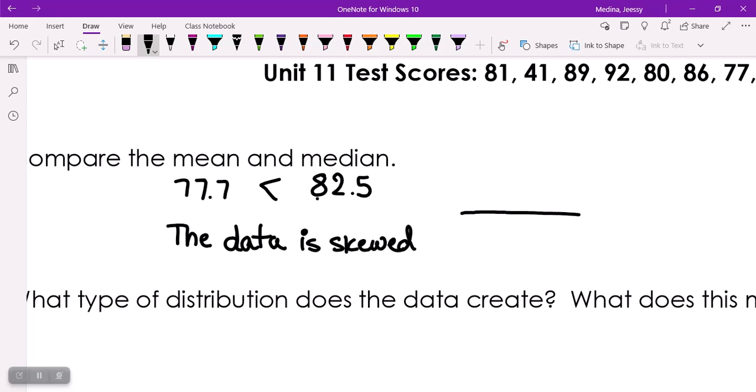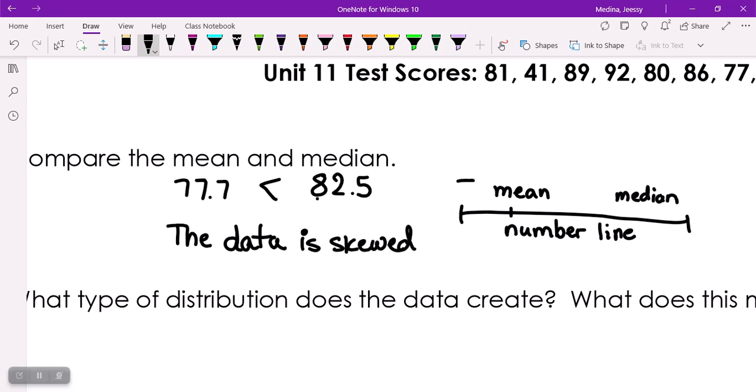Because you have to remember, this is a number line. So it goes from the smaller number to the largest number. Clear? So which one is smaller, the mean? So you have the mean here, which is a smaller number, and you have the median over here. The mean goes towards the tail. So that means most of the data is over here. So in which direction is this data skewed? On the left. So this is skewed left. If it was the other way around, then it would be skewed right.